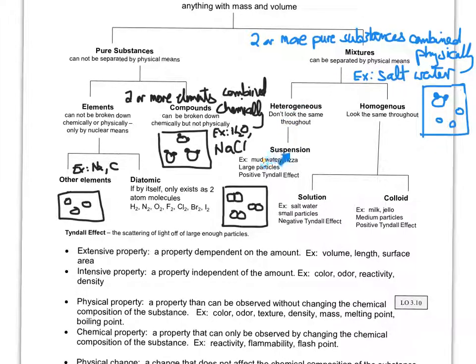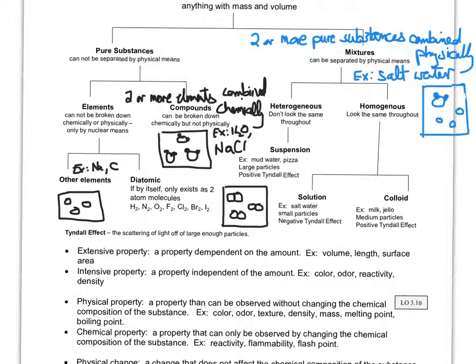If it's heterogeneous, then we call it a suspension. And part of the reason why the particles don't mix evenly is because the particles are pretty large. Homogeneous, where it's the same throughout, could be split up into either solution or colloid. And so to the naked eye, the particles look like they're evenly distributed.